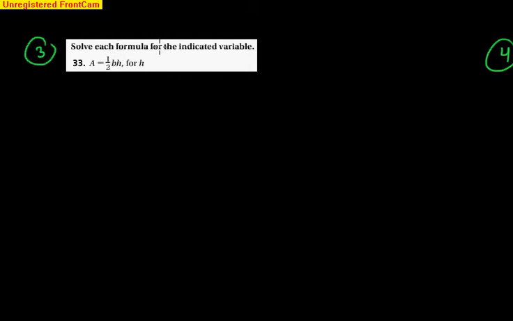Next one, number 3. Here we go. Solve each formula for the indicated variable. We have a formula here. Area. I'm going to copy it down right here. Area equals 1/2 b times h. And we're going to solve this for h. That means h needs to be by itself. First thing I want to get rid of is this 1/2. It's a fraction being multiplied, so we would divide by a fraction, but we don't divide by fractions. We multiply by reciprocals.